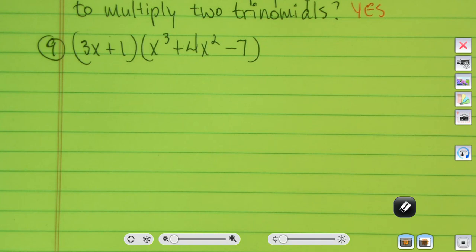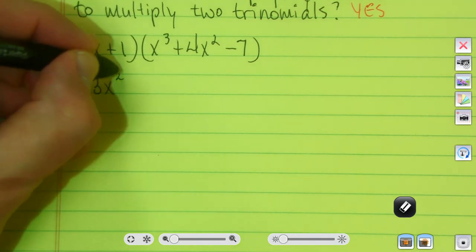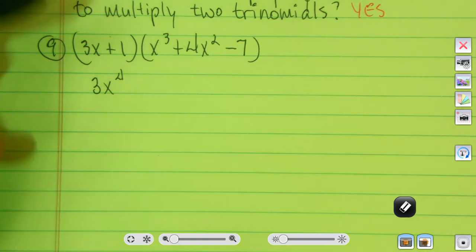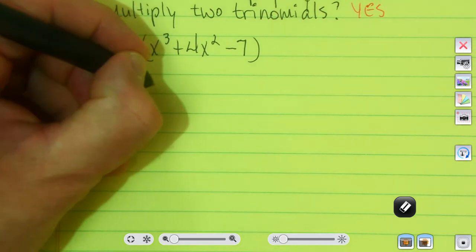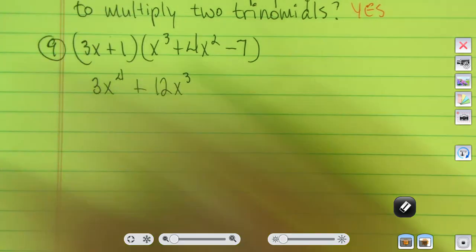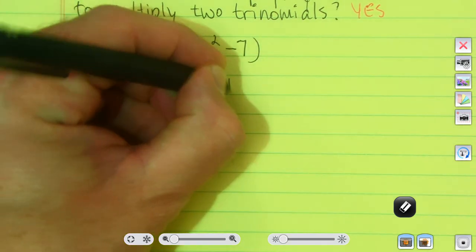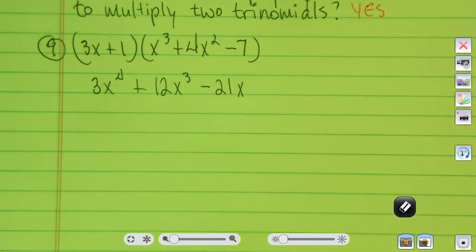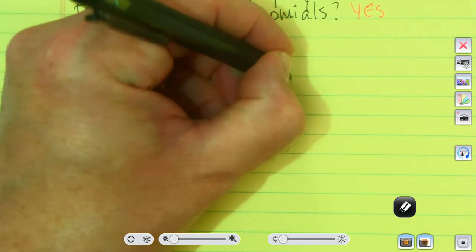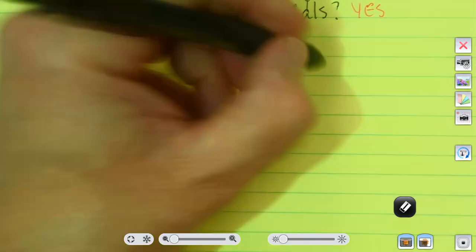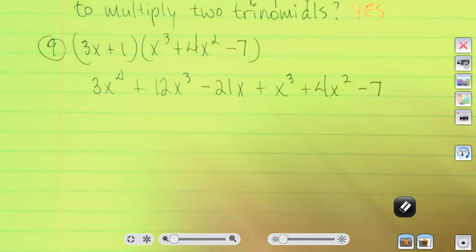Let's check the answer. 3x times x to the third power will be 3x to the fourth power. Then 3x times 4x squared will be plus 12x cubed. Then 3x times negative 7, negative 21x. Then 1 times x cubed would be plus 1x cubed, or I'm just going to write it as x cubed. 1 times 4x squared, 4x squared. In fact, when I'm multiplying times 1, life gets kind of easy.